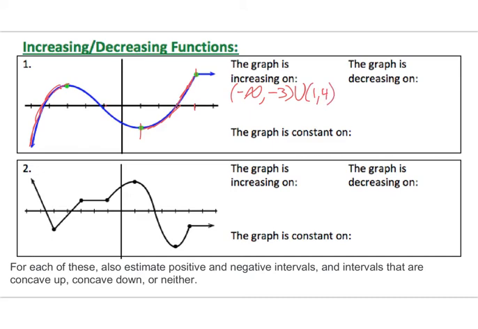And then decreasing, well, that's going to be this part in here, and that's going to be from negative 3 to positive 1. And we're constant anywhere after 4. So it looks like from 4 to infinity.